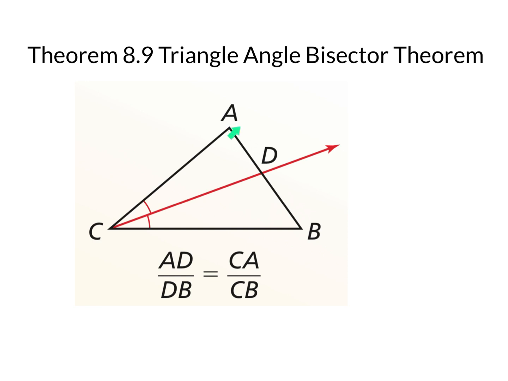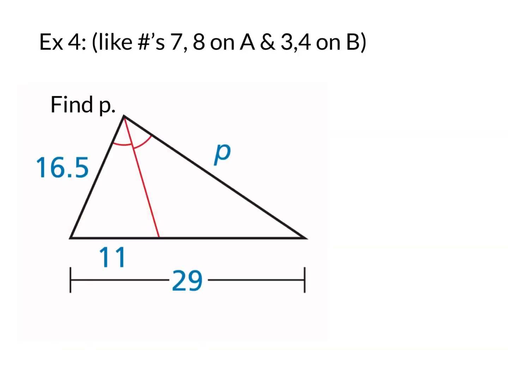And so what you do is you combine these two right here, the ones that share the same side, AD over DB, and then you would take this one and this one, CA over CB. Let's work an example to try to clarify that. So this is like 7, 8 on A and 3 and 4 on B. And they want us to find line P, or find P.